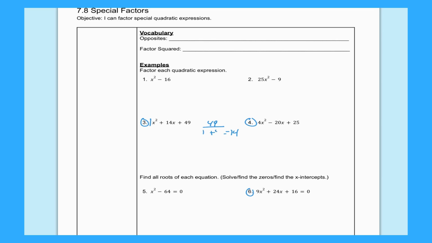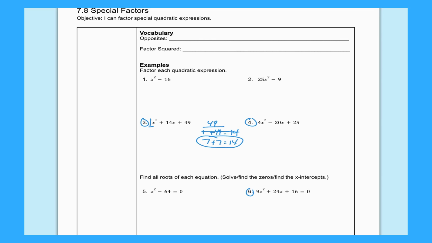So I can do 1 and 49, but that doesn't work. Do 7 and 7, and that one does work. So 7 plus 7 is 14, and 7 times 7 is 49, so that one works. And then because the A is 1, we can go straight to our answer. For practice, let's go ahead and write out the long way though.